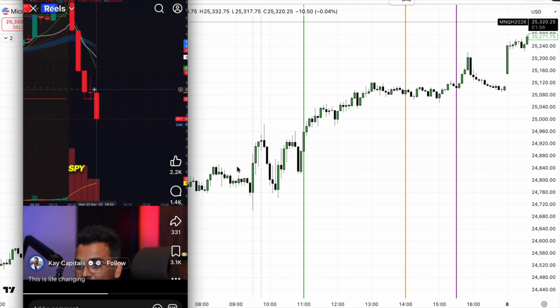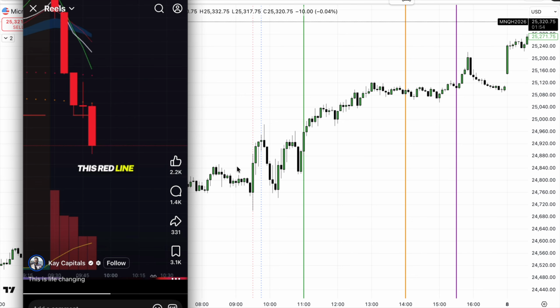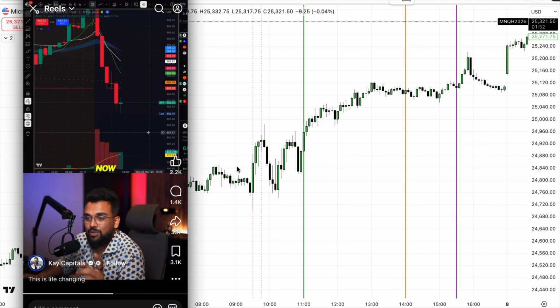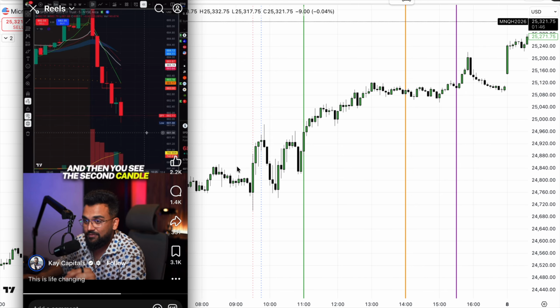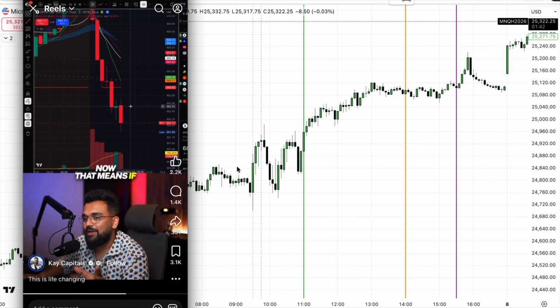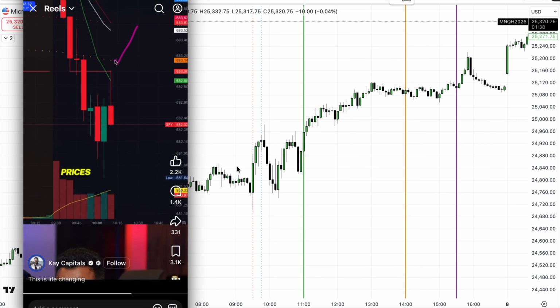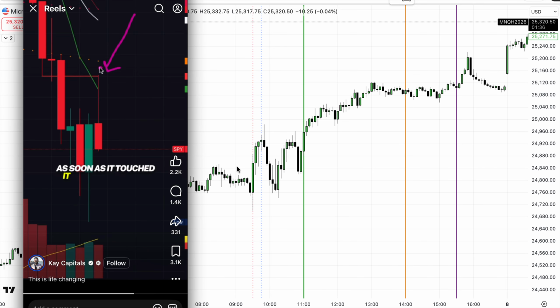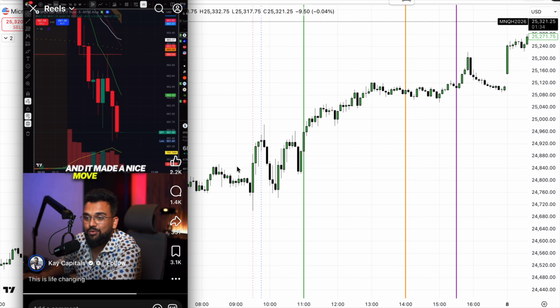I'll give you an example. What happened on this SPY? SPY broke below this ORB level, this red line that you see, and a candle closed below it. Now you see the one candle which is independent. That means this candle is not touching the ORB whatsoever. And then you see the second candle which is independent. No part of this candle is touching the ORB. Now that means if it comes back and retests this ORB, it's going to be nice. What happened right here? Price got rejected. As soon as it touched, it made a big rejection and a nice move towards the downside.